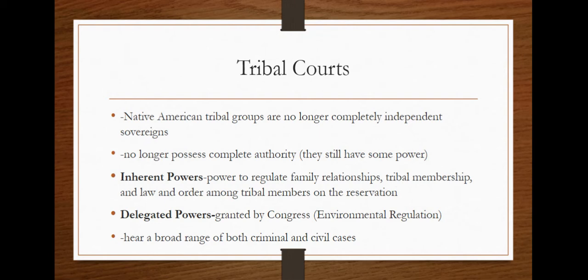Inherent powers are their power by virtue of the fact that they are dealing with tribal issues like family relations, tribal membership, law and order among tribal members on the reservation. Okay, so by virtue of the fact that they are a tribal court dealing with tribal members, that gives them certain powers. That's inherent. Sometimes they are granted powers by Congress, by the Constitution. That is a delegated power. A granted power is a delegated power. For example, their power to deal with environmental issues, which traditionally could be handled by the EPA. All right. The fact that tribal courts can deal with some of those issues, that is a delegated power.